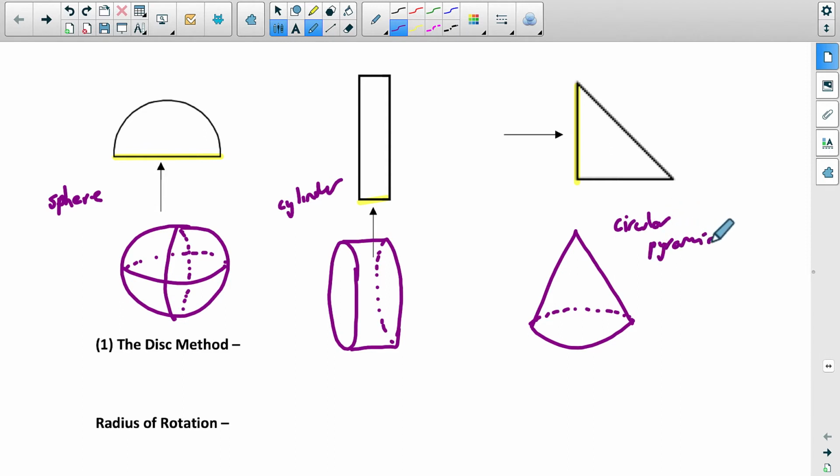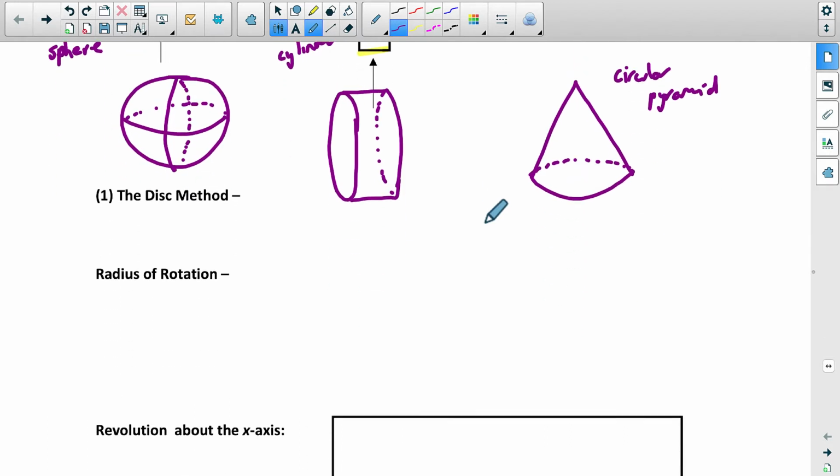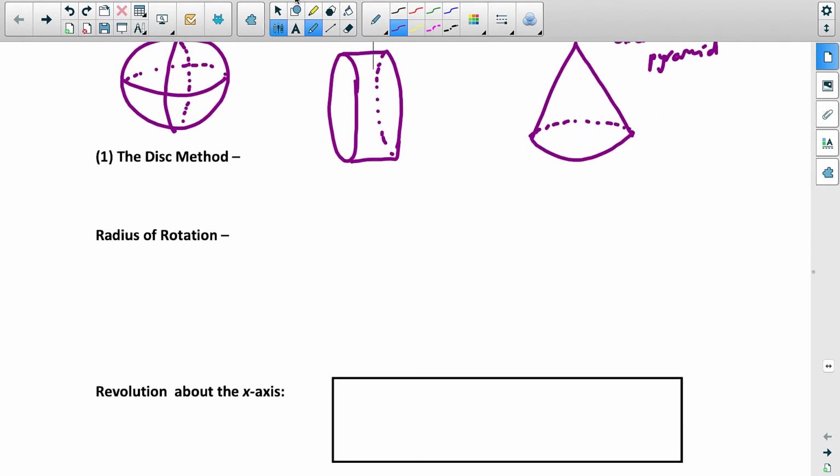And what we're going to do in the next few days is think for ourselves: if we rotated this around and got the sphere, what would be the volume of that sphere? If we rotated this around and got the cylinder, what's the volume of this purple cylinder? And if I rotated this around and got a circular pyramid, what's the volume of this circular pyramid? So we're going to learn three methods, one each day. Today we're going to learn the disk method.